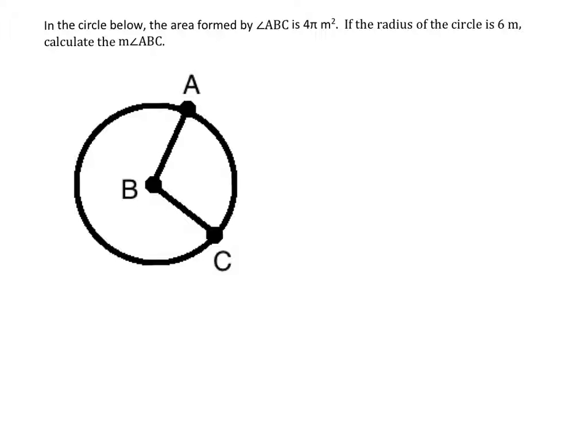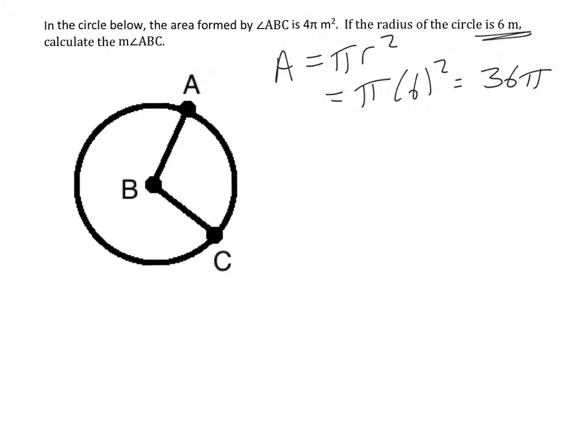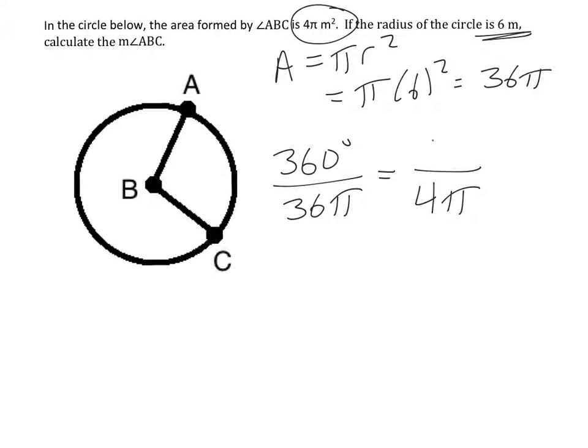Here we go again. I know the radius, so as soon as you know the radius, we say area is pi r squared. So pi times 6 squared, again, is 36 pi, and we set up our proportion. So we say, all right, 360 degrees of the circle represents a full area of 36 pi. In this case, I have 4 pi for my area, and I want to know how many degrees that represents.